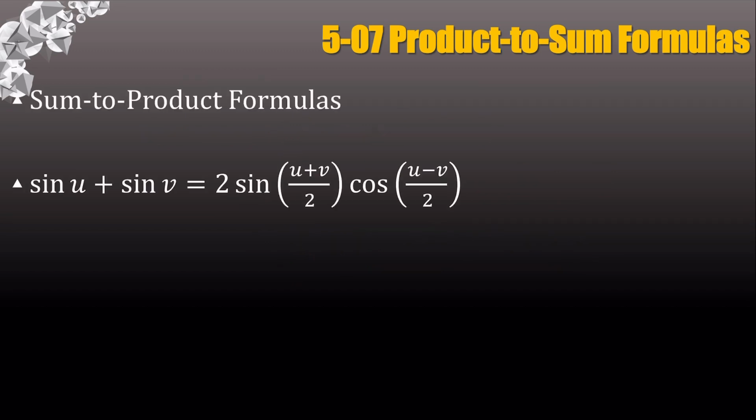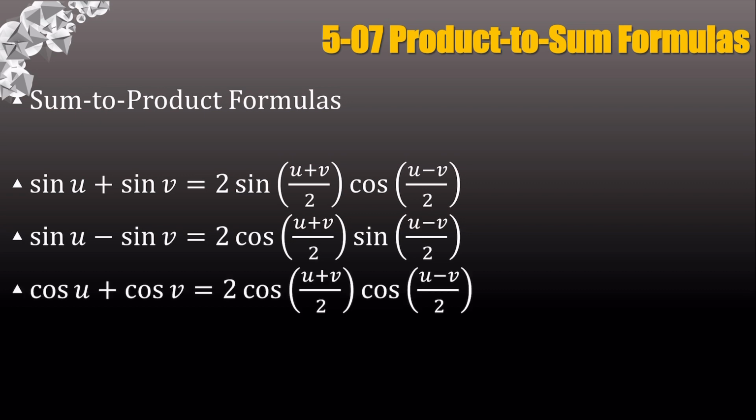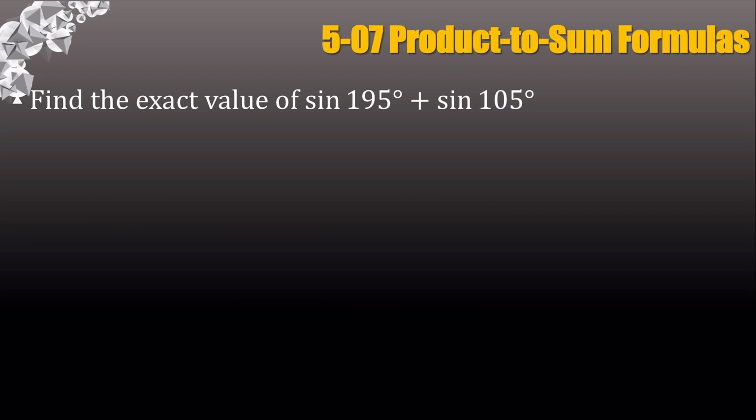We also have sum to product, so from adding to multiplying. So you have sine plus sine, sine minus sine, cosine plus cosine, and cosine minus cosine. So let's find the exact value of sine 195 plus sine of 105. Neither 195 nor 105 are on the unit circle, so let's try doing these as a sum to product.